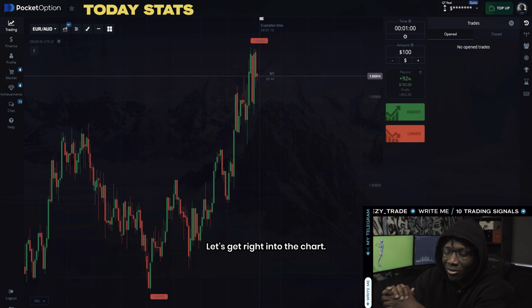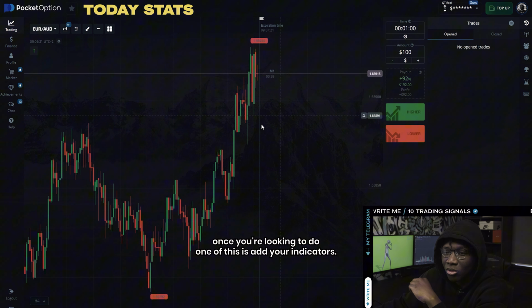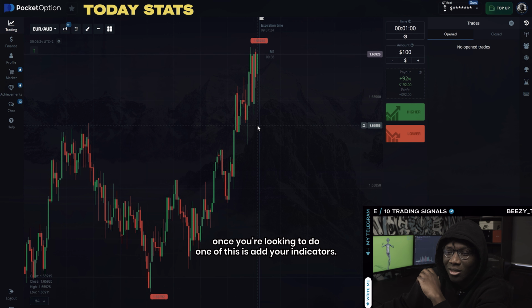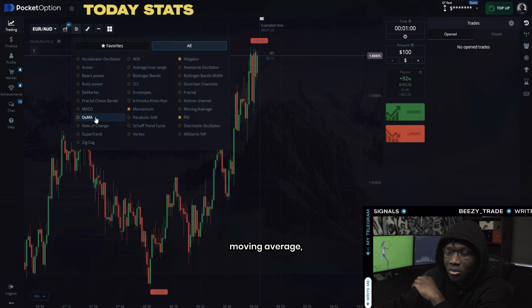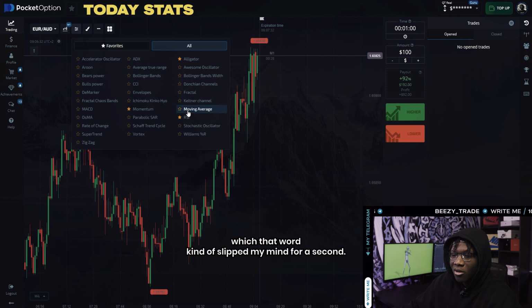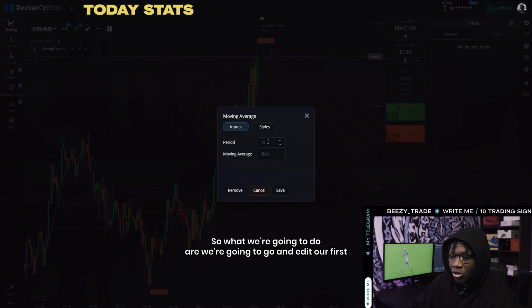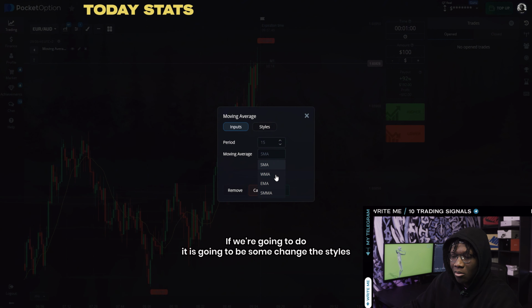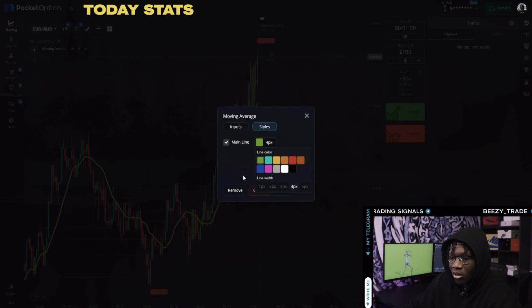Yo gang, let's get right into the chart. The first and most important thing you're gonna do is add your indicator. When you click on indicator, you're looking for moving average. So we're gonna edit our first moving average, and it will be a 15 SMA. Make sure you're choosing the SMA, because everything we're going to do today is going to be in SMA. We'll change the styles a little bit, make it thicker, 4 pixels, and change the color to red.